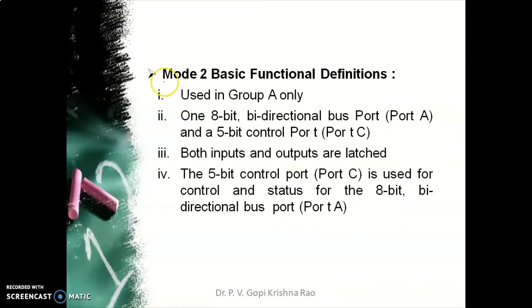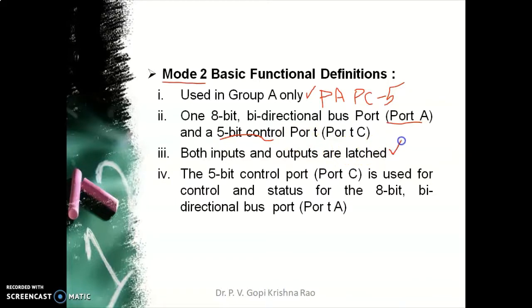The other mode of operation is mode 2 of operation. In this, only group A can be used. Group A, in the sense that port A can be used with control and status lines from port C. Here you need 5 lines from port C to support the data transfer operation on port A. So there is one 8-bit bidirectional port, that is port A, and 5 control signals from port C.